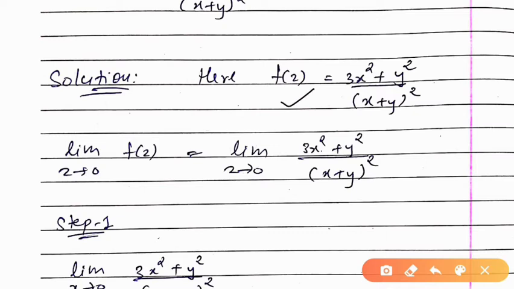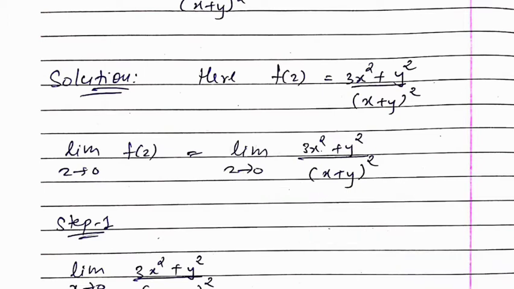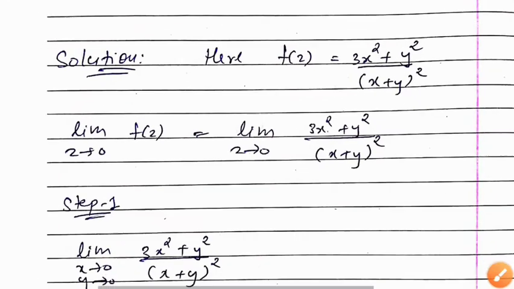See, now for a limit there are 4 steps. First is x tends to 0, y tends to 0. Next step is y tends to 0, x tends to 0. If both are equal, then you take x tends to 0, y tends to mx. If these three are equal, then you have to go to the fourth step, that is x tends to 0, y tends to mx square. These are the four steps you need to remember, right?